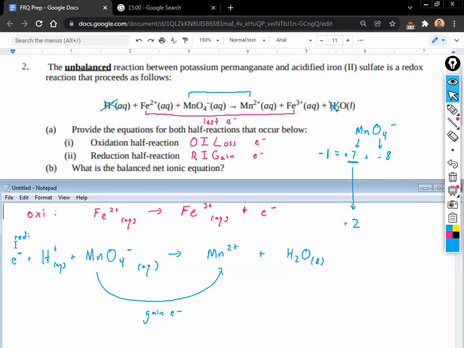Okay, so we have the electrons. So now we just need to balance this equation. Okay, so how many electrons did manganese gain? 5. So we can just put a 5 in front of the electron. So 5 electrons.